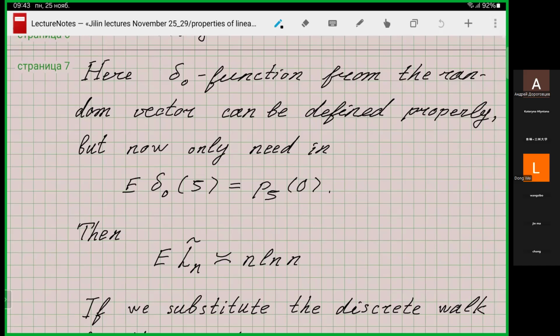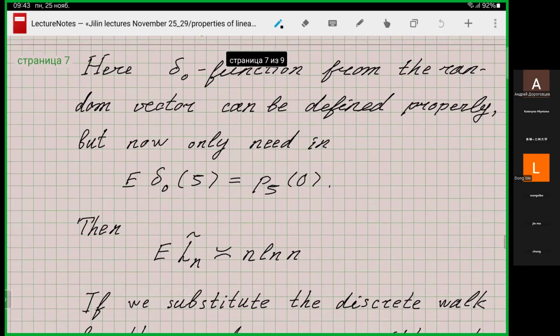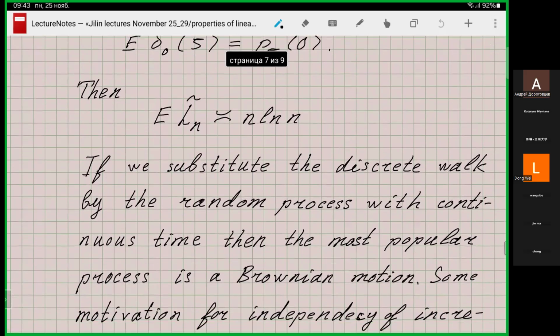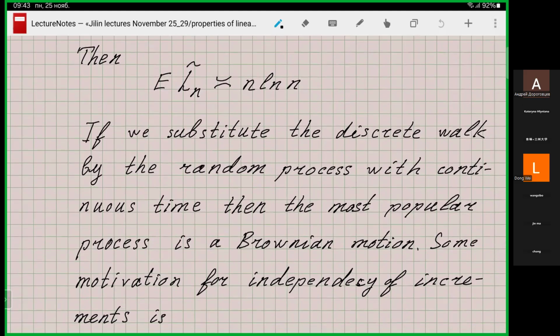Now, let us think what will happen when we substitute the simple random walk by a random process with continuous time. Again, we take the simple random walk as the most developed, most widely used model for a discrete-time process. The same for continuous time is Brownian motion. But you remember that one of the important properties of Brownian motion is independence of its increments. And we have to obtain some motivation why we use a process with independent increments.